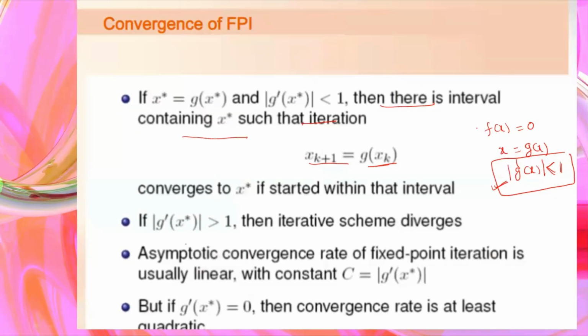Okay. So if g dash of some x value is greater than 1, the iterative scheme diverges. Suppose mod g dash of x is greater than 1, if you choose x naught in such a way, then it does not converge and it will diverge. The asymptotic convergence rate of fixed point iteration is usually linear with the constant c equal to mod g dash of x star. If g dash of x star is equal to 0, the convergence rate is at least quadratic.